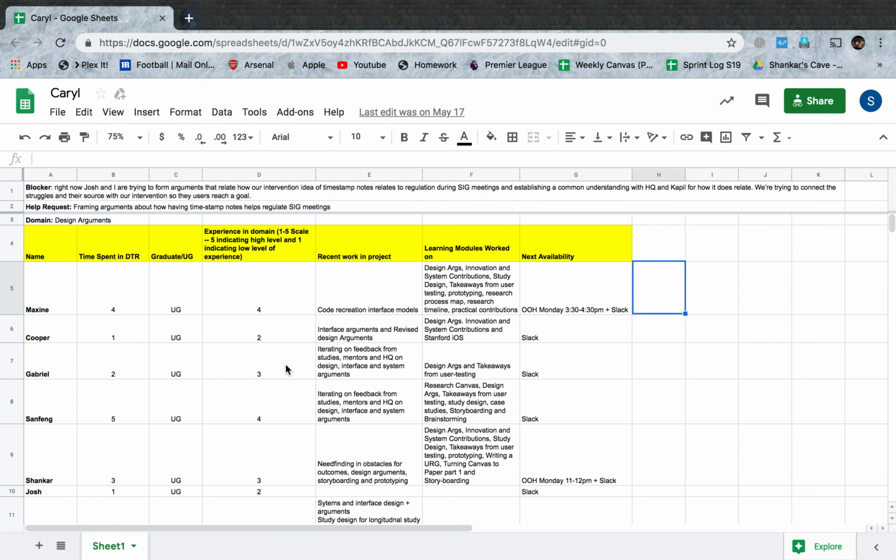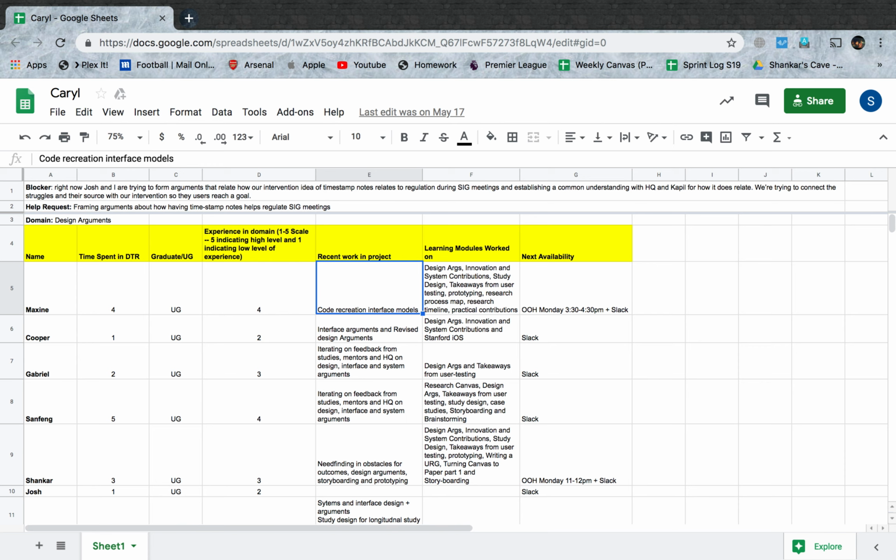So this is the first prototype designed, and we'll be going over the same user, where the user was given information of time spent in DTR, whether a helper is a graduate or an undergraduate, and experience in the domain, which was calculated by seeing the number of times people have done a learning module related to the task at hand in the domain, and also whether they've applied it to the project or not. If they've applied it to the project multiple times, they have a higher rating. And if they've just done it for the first time, they have a lower rating.